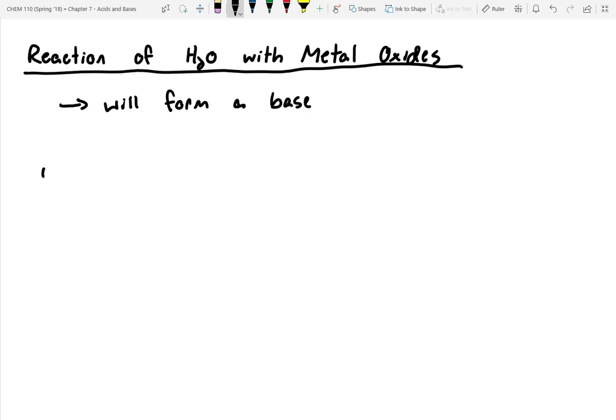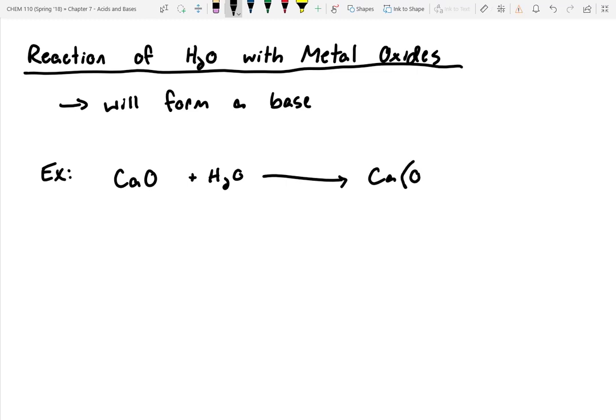So let's take a few examples of this. Calcium oxide, if we react this with water, we're going to make a unique base. It's going to have calcium and 2 hydroxides. Why are we getting 2 hydroxides out? Think about the calcium. It's positive 2, right? So you have to have 2 hydroxide anions to balance out the positive 2 on the calcium. All right, the next one that's fairly common is potassium oxide plus water.